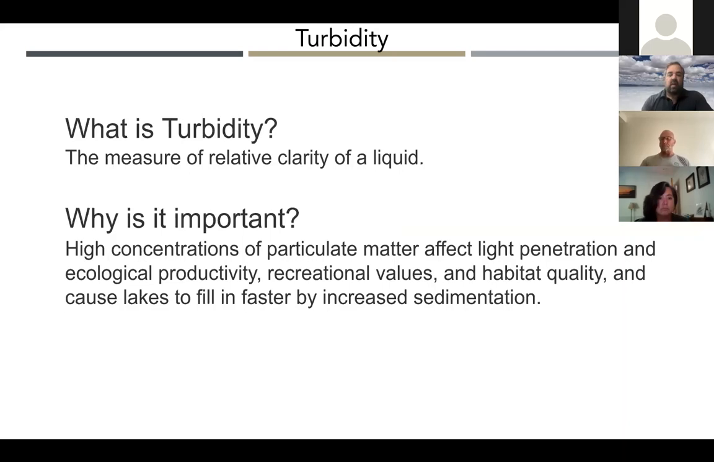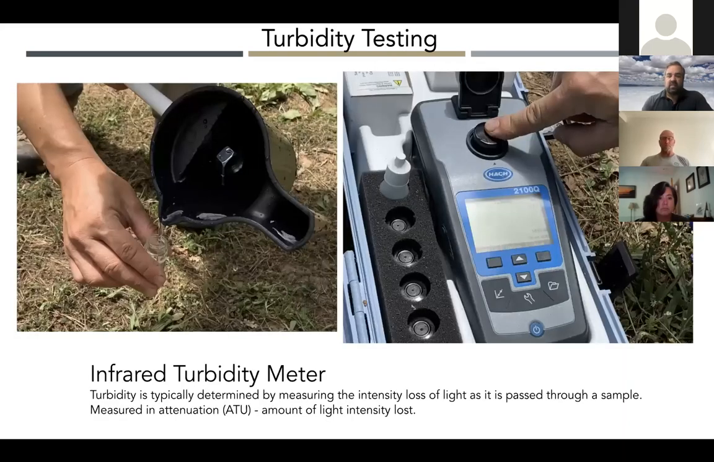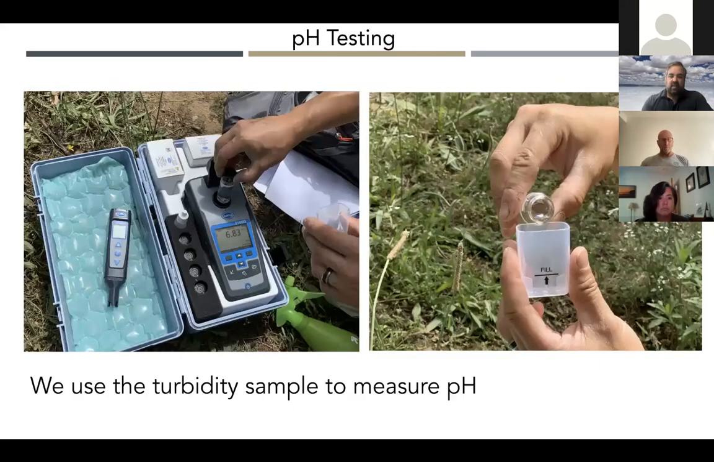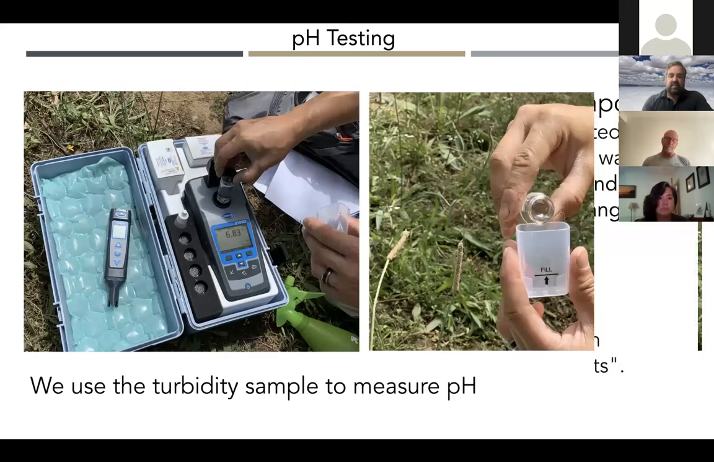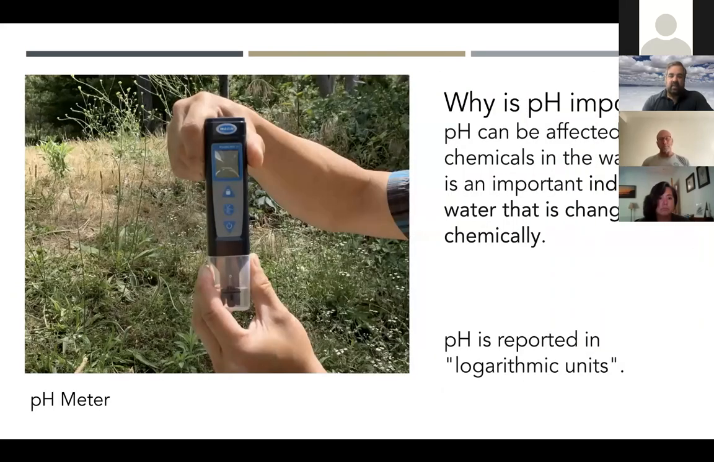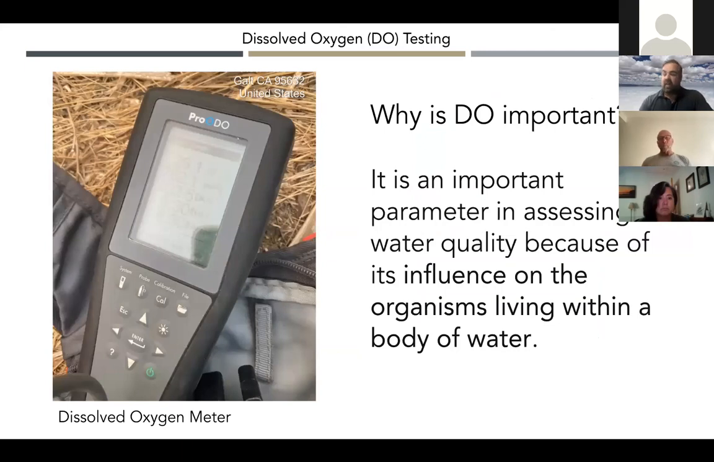So it's important to make sure that we're measuring it. So here's the turbidity using infrared. I'm just kind of moving along here. This pH meter, these are the different sampling kits. Another sampling kit. I'm running out of time, unfortunately.